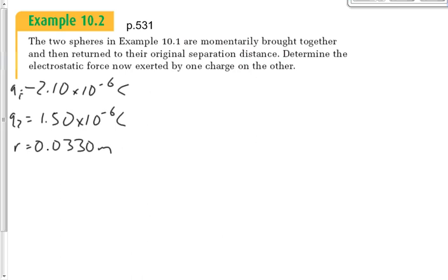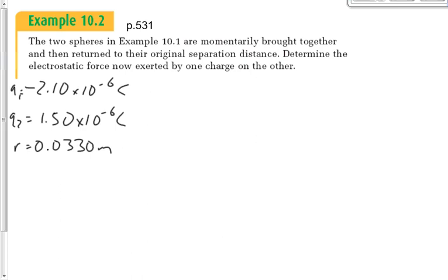Here's what you've got to look at, you guys. There's a "then" here. This happens, then this happens. That's two different things. That's two events. They touch together. Stop. Pretend the question's over. Well, when they touch each other, what happens to them? They want to balance out. Then they're brought back to their original separation distance. So now their charges are different than they were before. Now they're balanced out at a distance of 0.0330 meters apart.